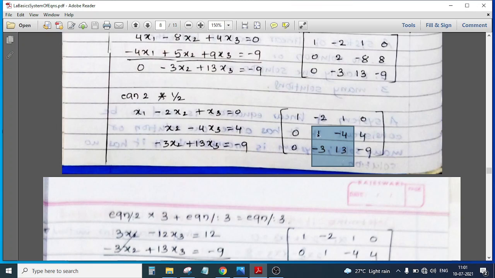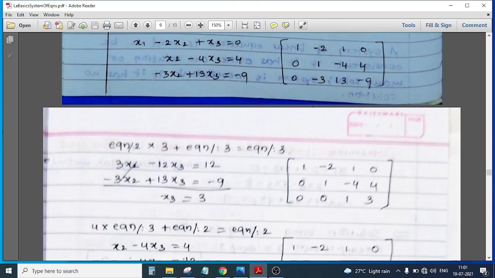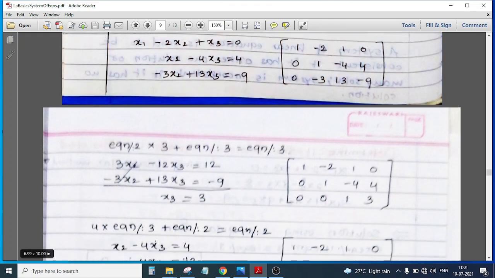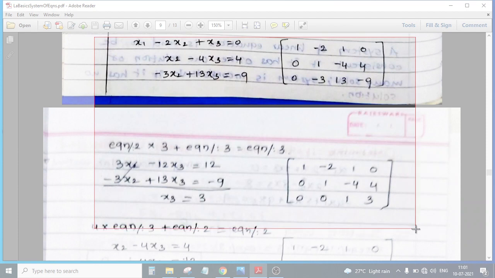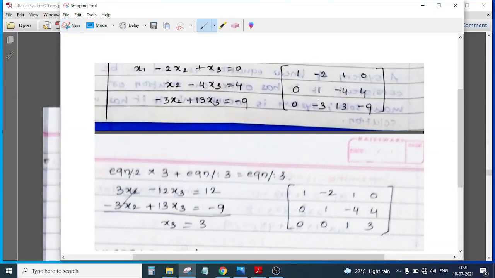I can multiply this one with 3. That means this 3 and this minus 3 would get cancelled. Thereby you will get the value of x3. Right? That is what he has done here. Please observe carefully. So let us see now what he has done here. He has done equation 2 into 3. This is my equation 2. I need to multiply it with 3. The first term is 0. Here I will get 3x2, right? 3x2 minus 12x3, since 4 3s are 12. This is equal to 12.